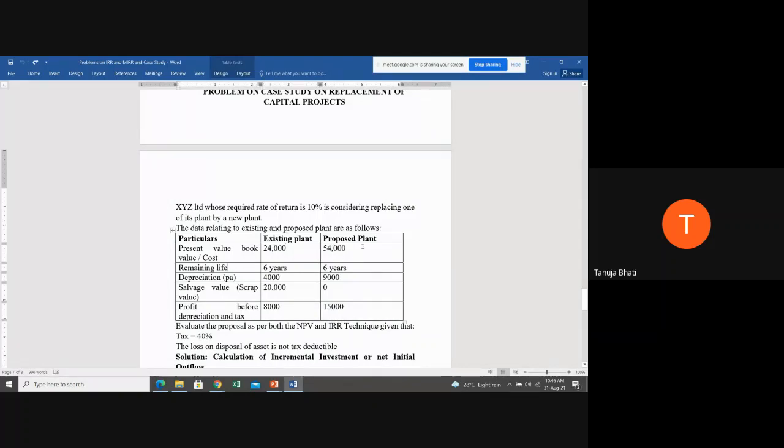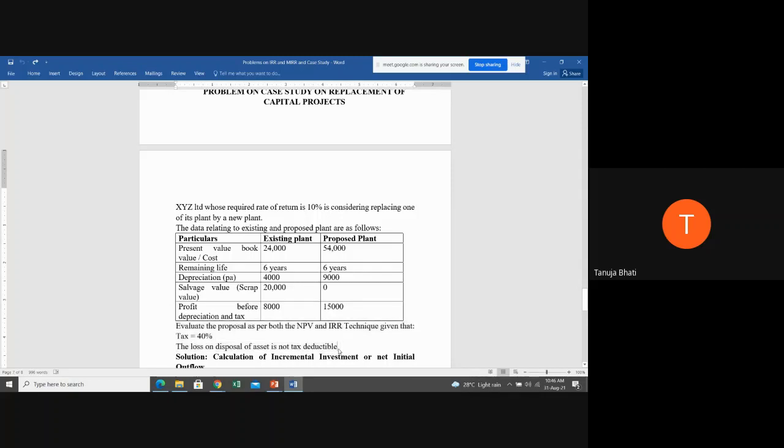The remaining life of both the plants is 6 years. Depreciation is 4,000 for the existing plant. For the proposed plant, it is 9,000. Scrap value is 20,000 for the existing plant, and for the proposed plant, it is obviously 0. Profit before depreciation and tax is 8,000 and 15,000. Evaluate the proposal as per both the NPV and IRR techniques, given that the tax rate is 40% and the loss on disposal of asset is not deductible.